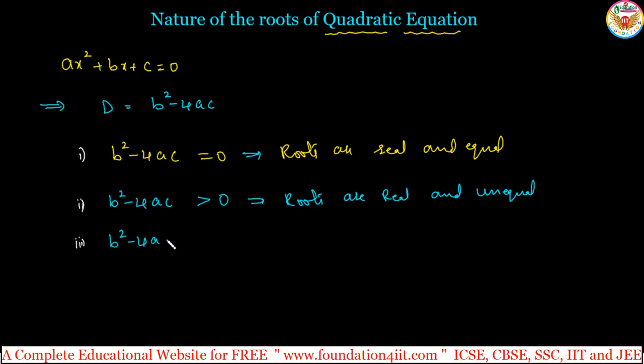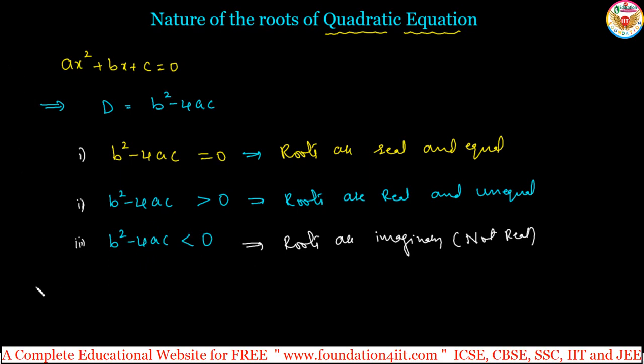And if b square minus 4ac is less than 0, in this case the roots are imaginary, because the value is a negative number. So we can say they are imaginary roots. That means not equal, not real. They are imaginary, like square root of minus 2, square root of minus 5, a negative value under the root. We will see that in the problems. So these are the three concepts to find the nature of the roots without solving.